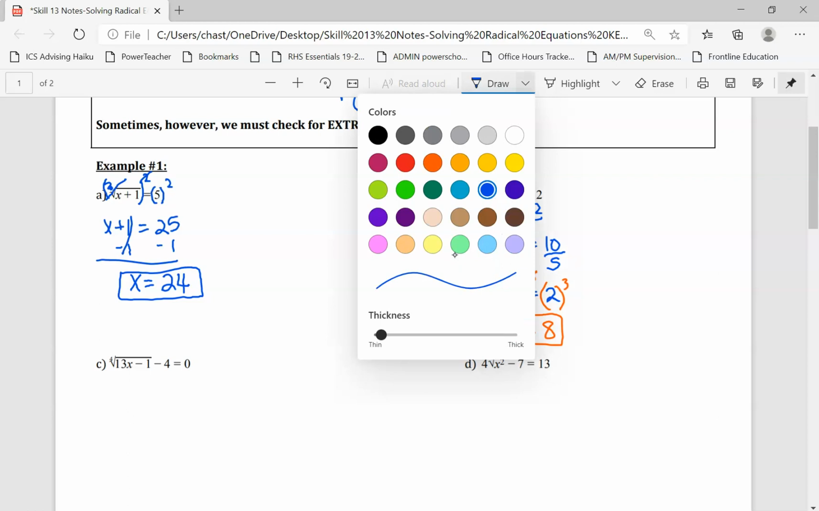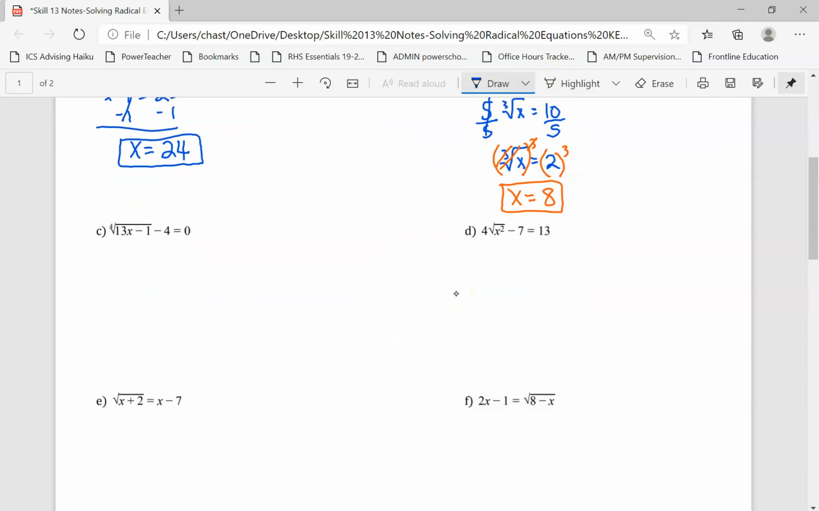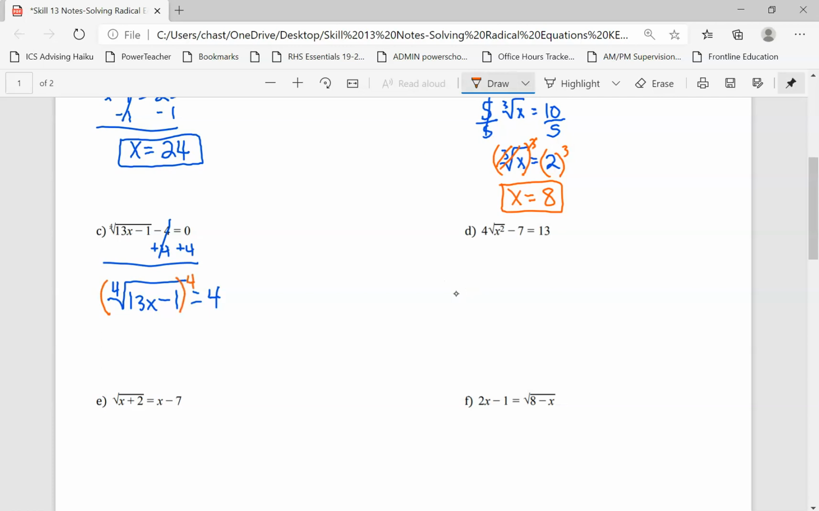All right, now we're going to look at the next one here. This one, we have to add 4 to both sides first. And we get the fourth root of 13x minus 1 equals 4. So we're going to undo that fourth root by raising to the power of 4. We get 13x minus 1 equals, now 4 to the fourth, I don't know off the top of my head, so I'm going to do it with the calculator. It's 256.